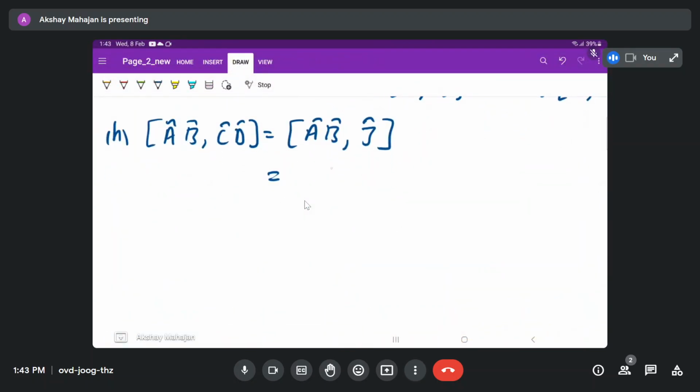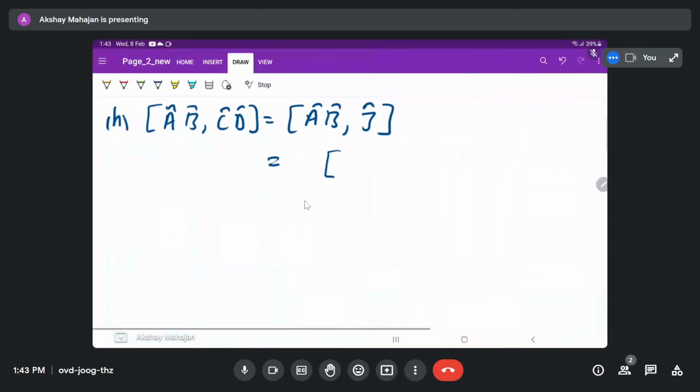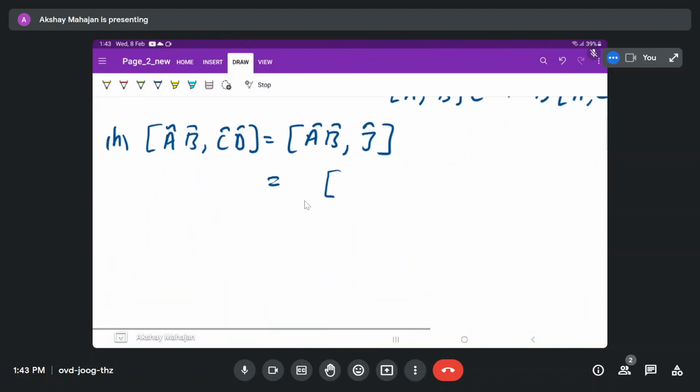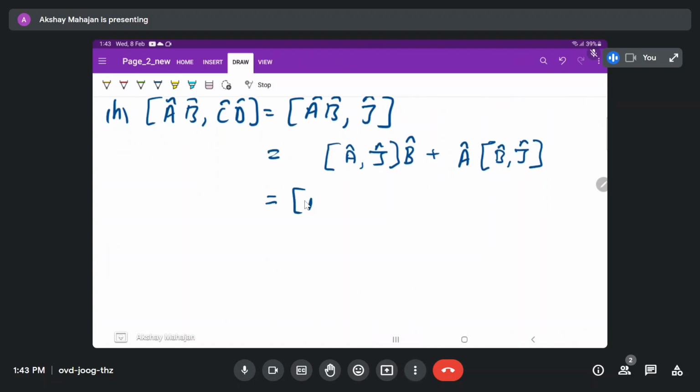This will open as, so we will have two commutations. We will have commutation of A with J, and we will have commutation of B with J, and since B was on the right of A, we will have B here, and similarly since A is on the left, we will have A here. So this is how this will open, and then we write the same thing, and we open J.